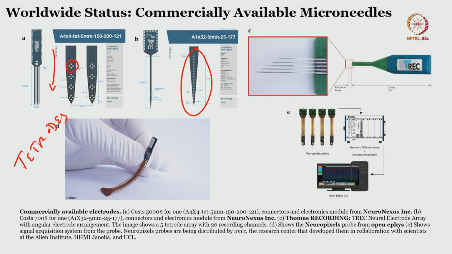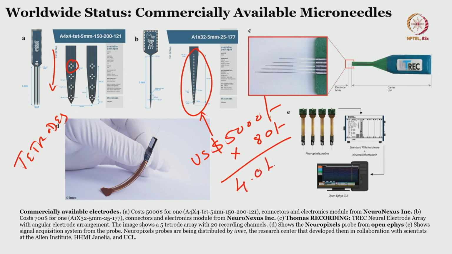What is the purpose, why do we need to fabricate devices for our studies? The reason is that each shank, for example this shank, costs 5,000 US dollars. Let us take 80 rupees as $1, so we are spending 4 lakhs per shank, for one shank.